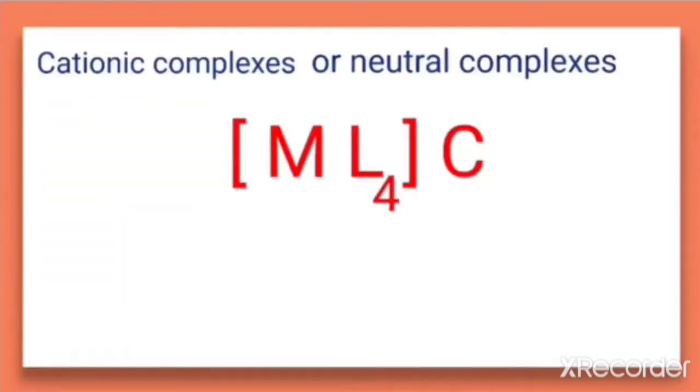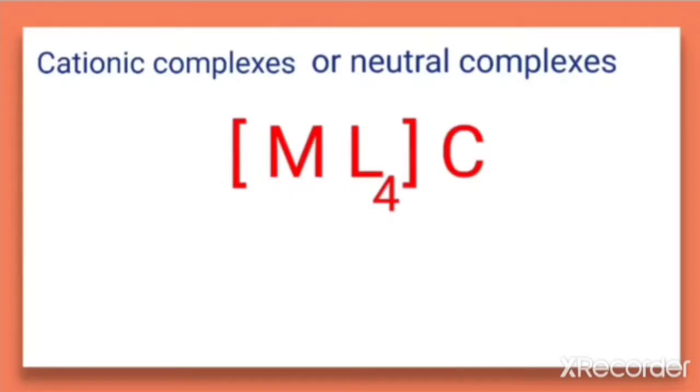First, let us discuss how to name the cationic complexes or the neutral complexes. For example, a general cationic complex is represented here. Let me first introduce the terms. What is M here? M is the central metal, usually a transition metal atom or metal ion. It is always written just after the bracket.